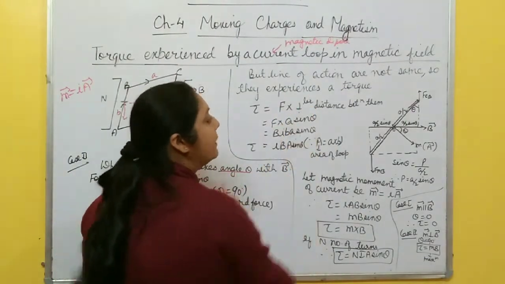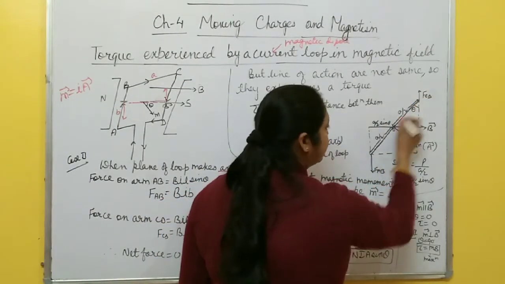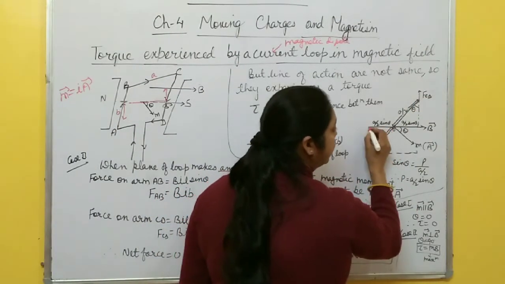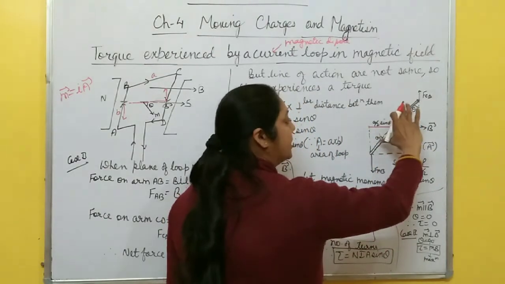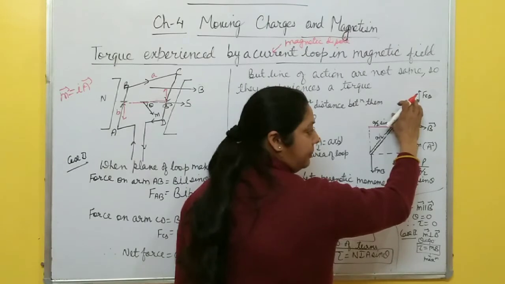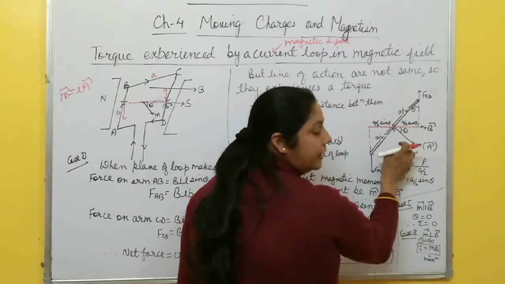Now what is the perpendicular distance between them? This is one force and this is another force. The perpendicular distance between them is this one, right? Now how do you find this one? This total is A, which means this part is A by 2 and this part is again A by 2, and this is the area vector.